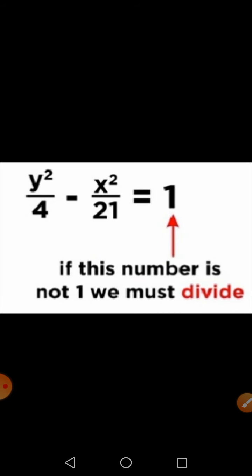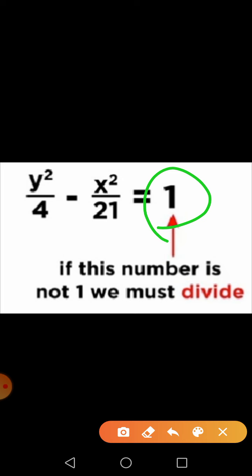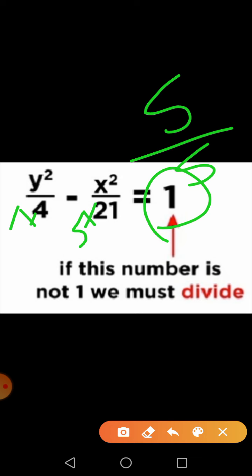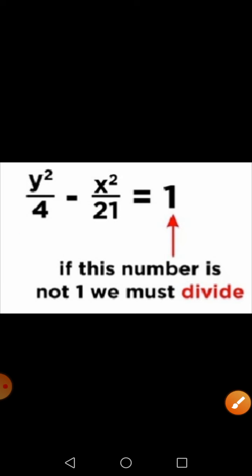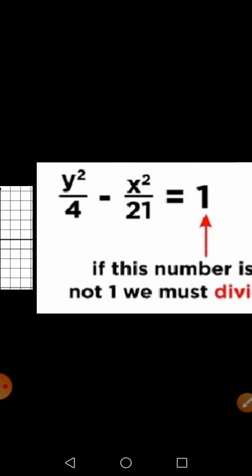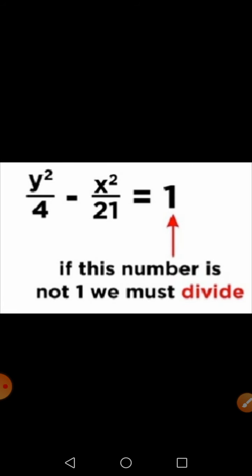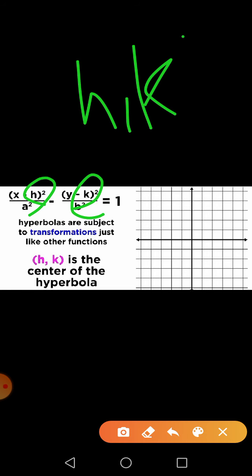As we told you, it must equal 1. If it's 5, I will divide by 5 both sides, and here I will multiply the denominator times 5. Okay. Here is about the center. In all of these equations, the center is 0 and 0, but here it will be h and k, the opposite of these numbers, okay? So h and k is the center.